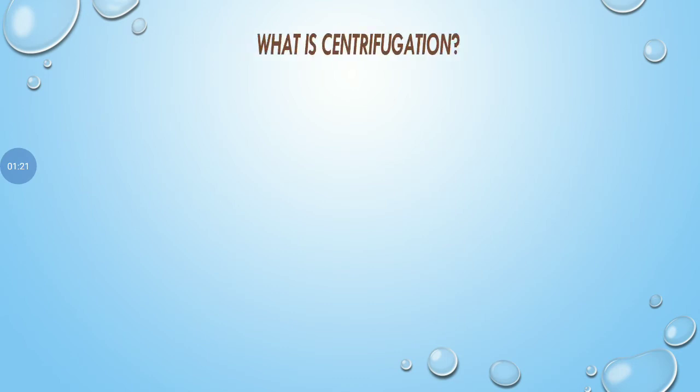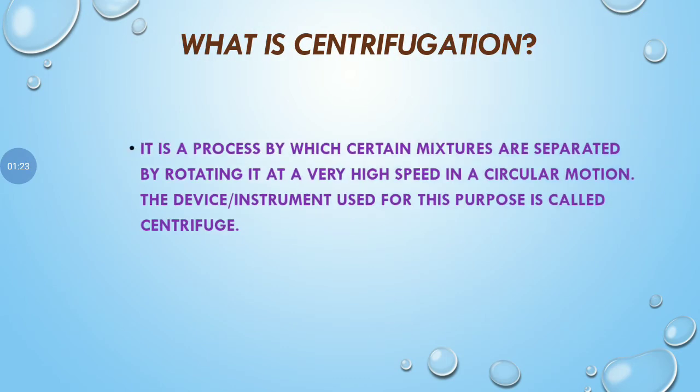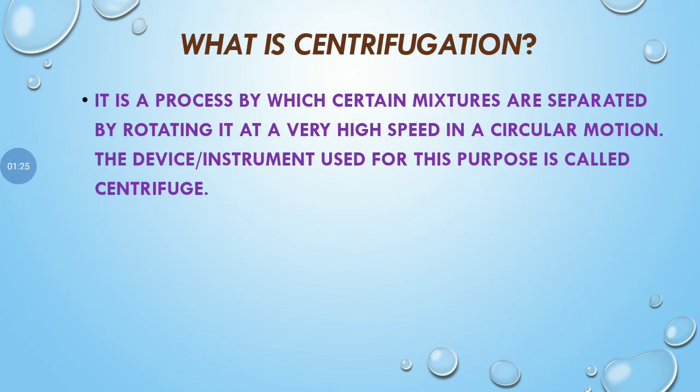First of all, what is centrifugation? It is a process by which certain mixtures, that is, solid-liquid mixtures, are separated by rotating them at a very high speed in a circular motion. The device or instrument used for this purpose is called a centrifuge or ultracentrifuge.